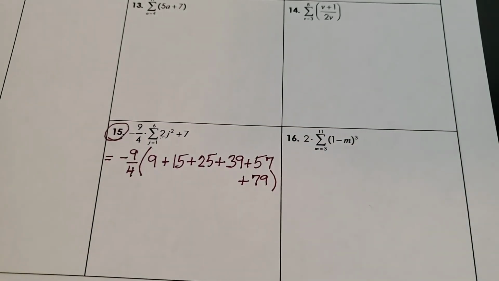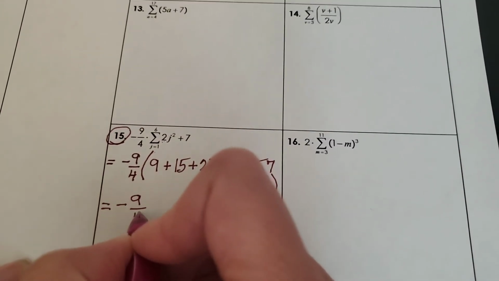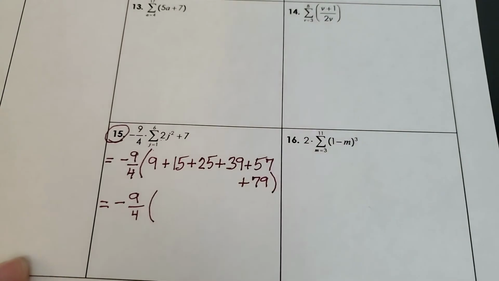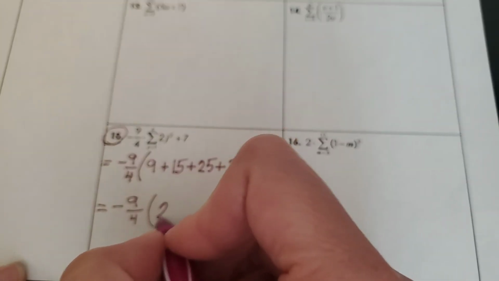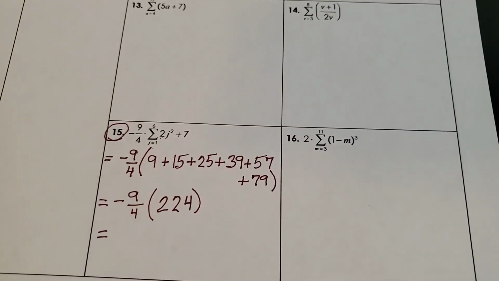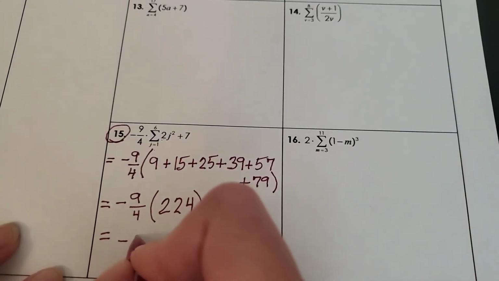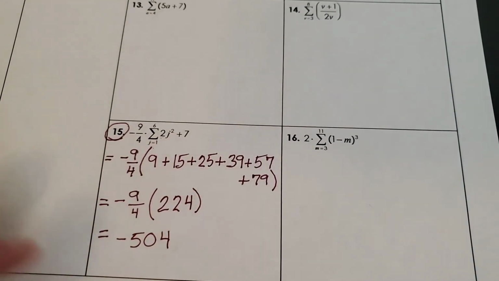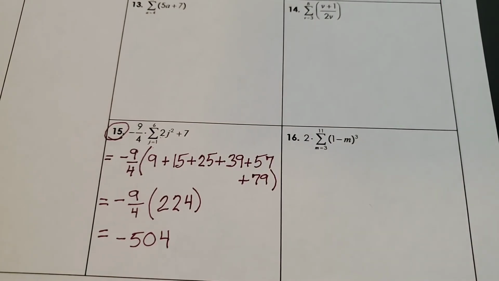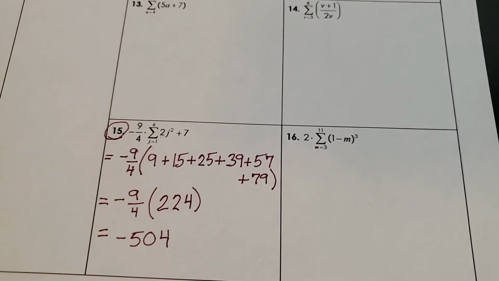Now you could throw all that into the calculator as it is, or you can think about this sum. Adding all of those together, you get a sum of 224. And then we want to multiply that by negative 9/4. And that becomes negative 504. So watch those different explicit formulas. Make sure you're following order of operations so that you are getting a correct partial sum.